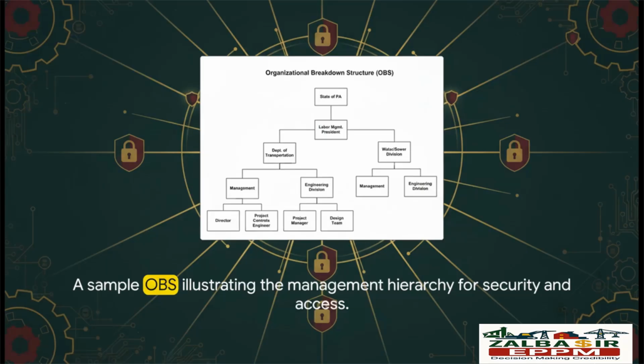And this is a brilliant illustration of a typical OBS. You can see how it perfectly mirrors the company's real management structure. From the president at the very top, down through the different divisions, all the way to the project managers and engineers who are doing the actual work. This isn't just some chart. This is your entire security model.